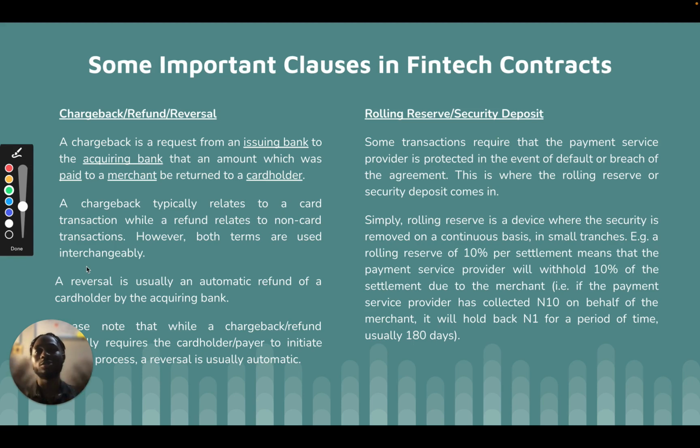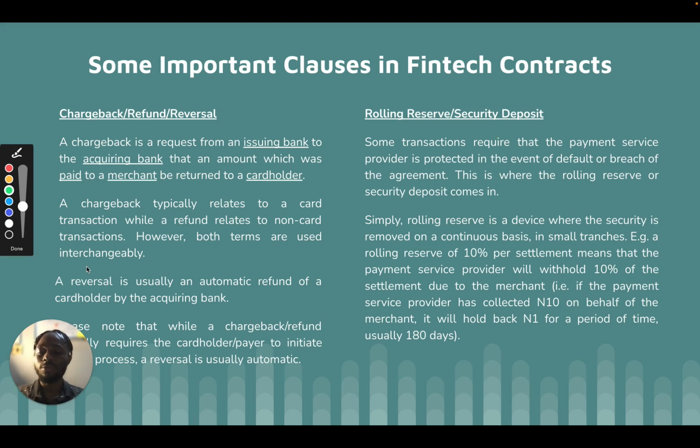But these days, you use both of them interchangeably. So you have dispute for, you have refund for both cards. You have chargeback for non-card as well, so that's fine. Now, like I said, the reversal is an automatic refund. So reversal is that it didn't come, so just go back to where it is coming from, right?